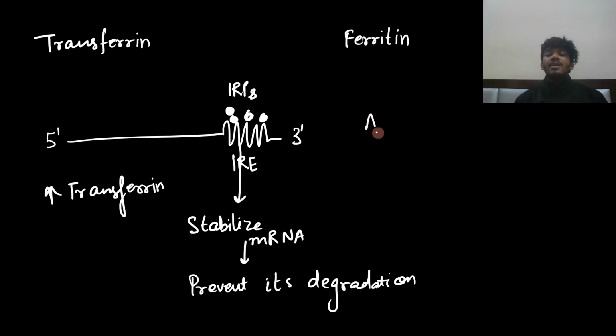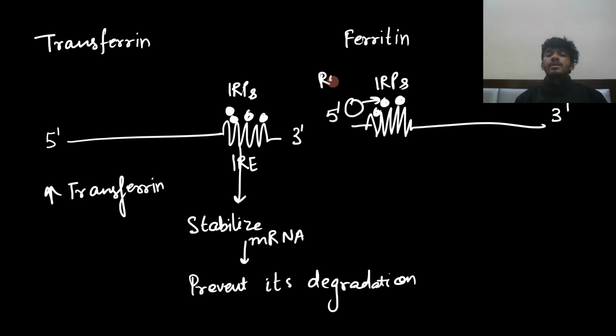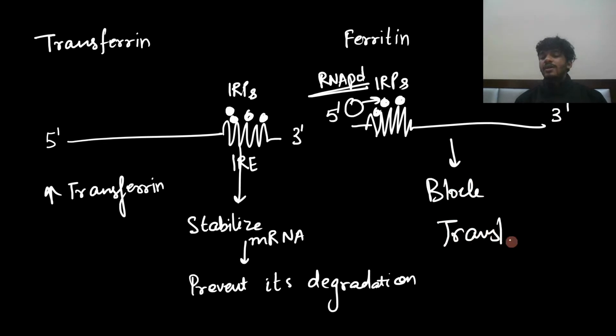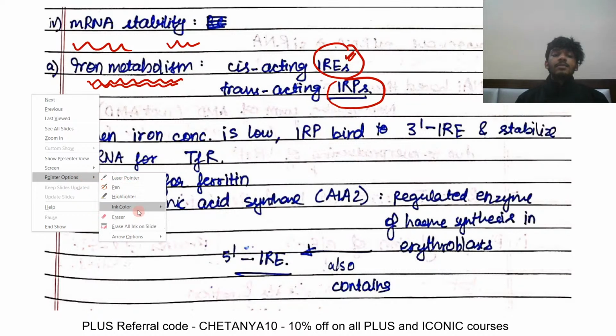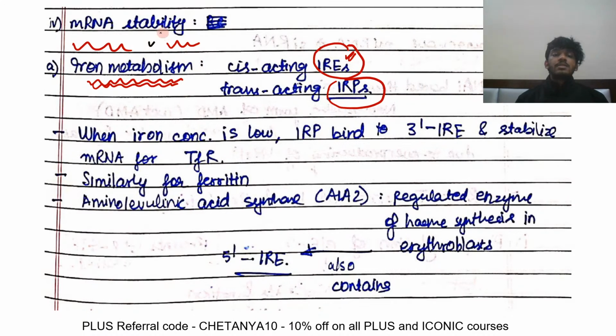If the iron response element is present on the 5' end, which is the case for ferritin, then when iron response proteins bind here, they will not allow the RNA polymerase to go over it. They will not allow translation. So they will block translation. Alright, so that's what you have to remember for ferritin and transferrin. And that is how they are controlling the stability of mRNA via iron response elements.